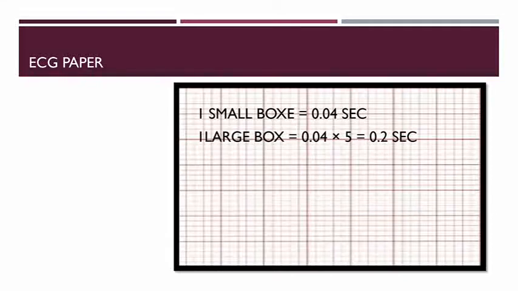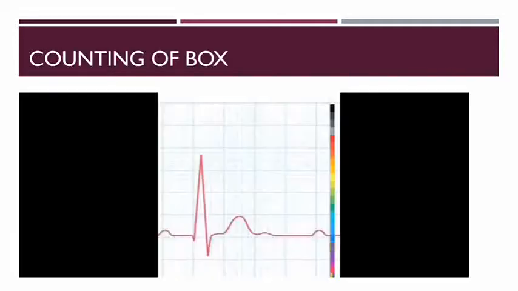Then here you see the normal ECG strip, the normal ECG paper, and it includes small boxes, each of which takes 0.04 second. As you see in this diagram, there is one large box which includes 5 small boxes. So one large box is equal to 0.2 second. We have to remember these numbers: one small box is 0.04 second and one large box is 0.2 second. So let's practically count the boxes for each component in this short video.